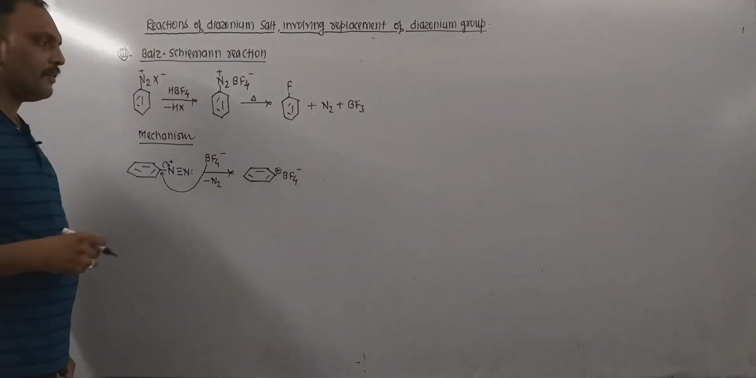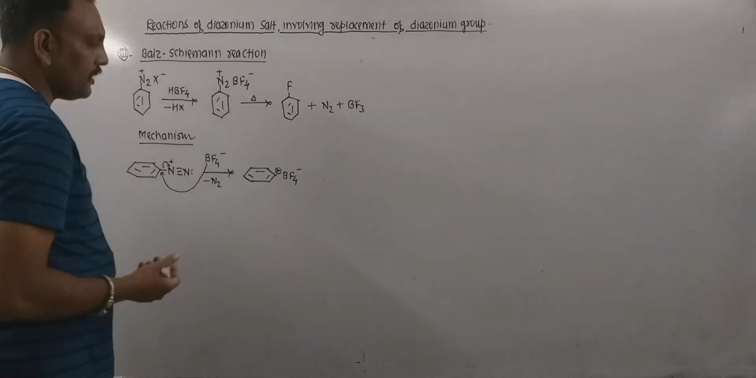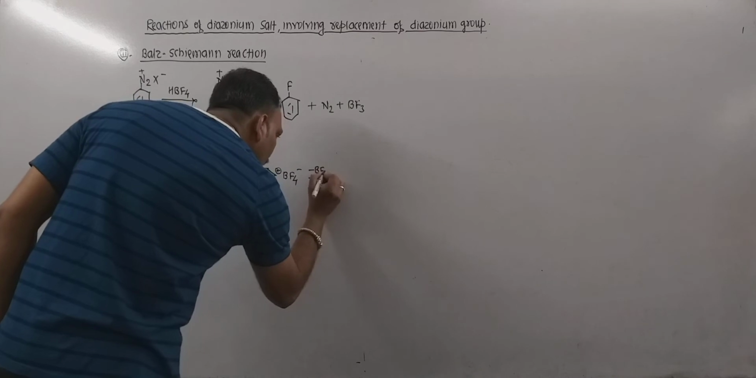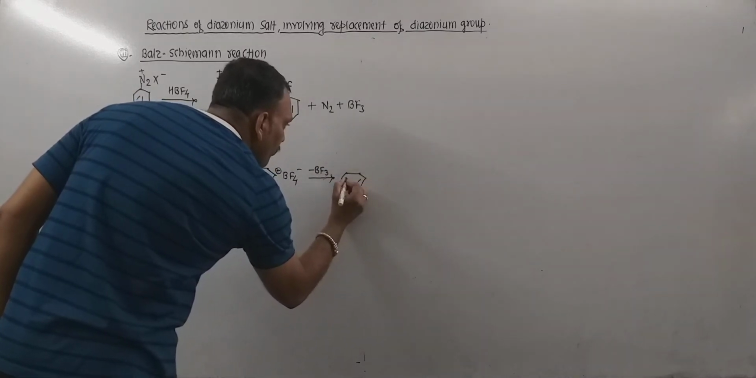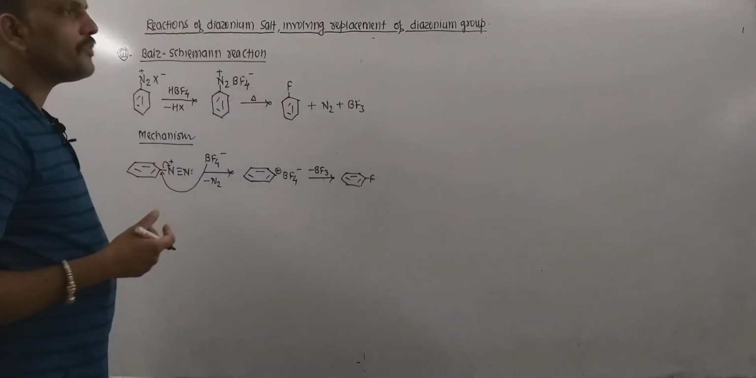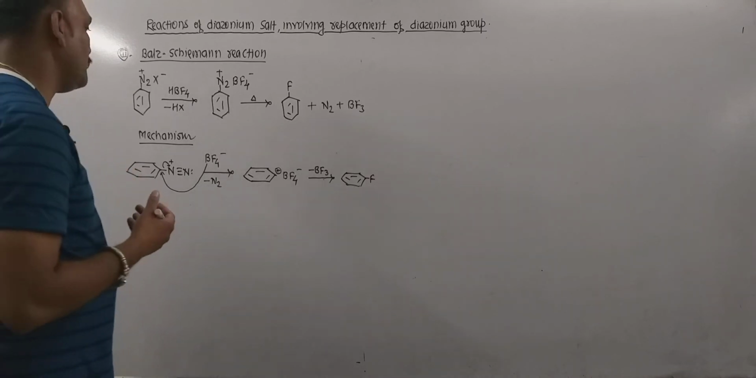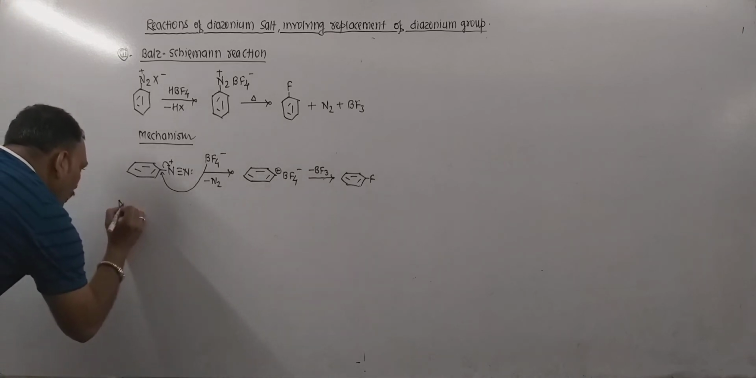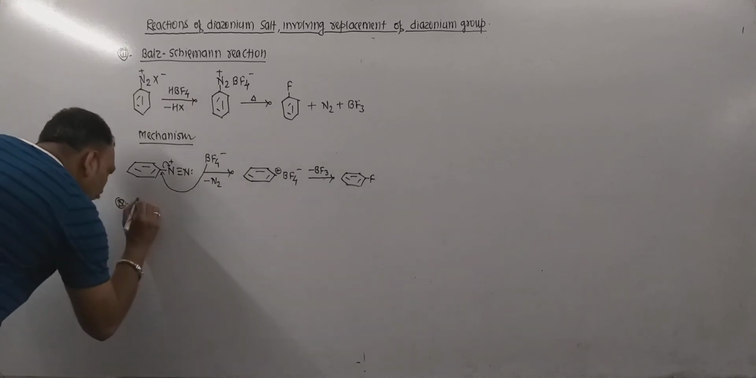So this is the species so obtained. Now this species undergoes decomposition further, and on decomposition, release of BF3 takes place, and that leads to the formation of our product, that is fluorobenzene. In this way fluorobenzene can be conveniently produced using diazonium salt. The next very important reaction is replacement by hydrogen.